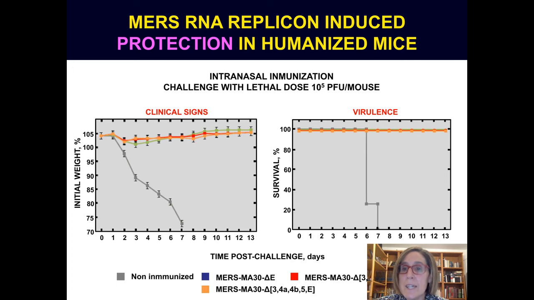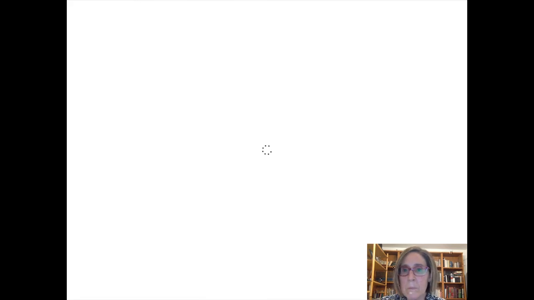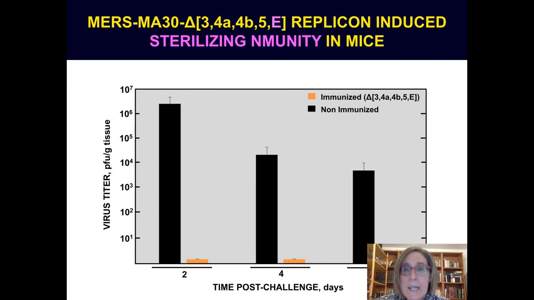indicating that immunization with the RNA replicons lacking 1, 4, or the 5 genes provided 100% protection to the immunized animals. Interestingly, the immunization provided by the replicons was sterilizing, as observed in the orange columns, indicating that no challenge virus was detected in the lungs of immunized mice, in contrast to the effective growth of the challenge virus in non-immunized mice, as shown in these black columns.